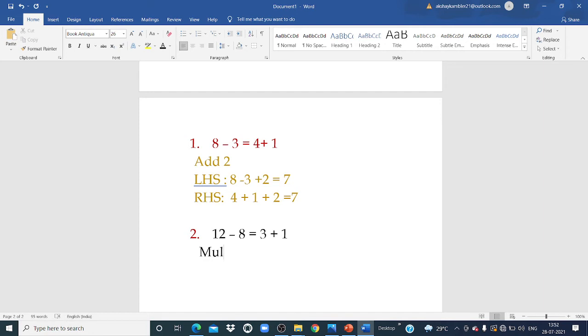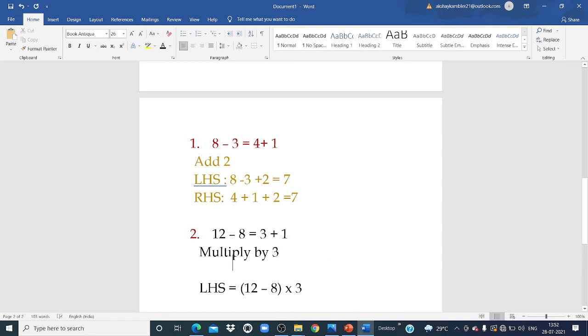I will write in shortcut, multiply by 3. What will happen? First we'll think about LHS. What is LHS? LHS is 12 minus 8. Now we have to multiply this LHS by 3. So what will we do? We will write this term in the bracket. Clear with it? Yes. Multiply by 3.